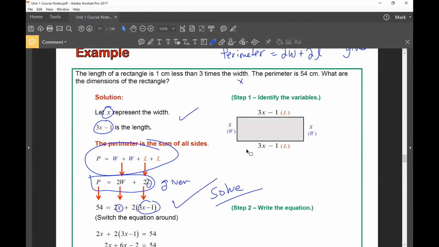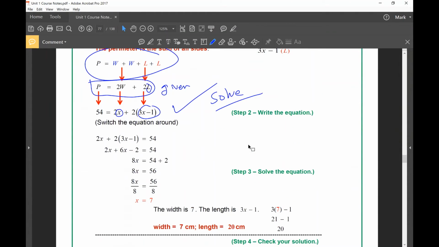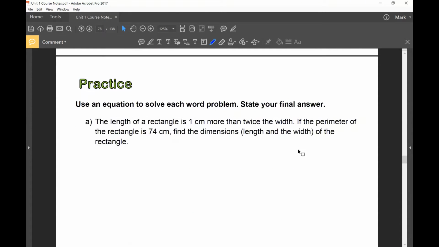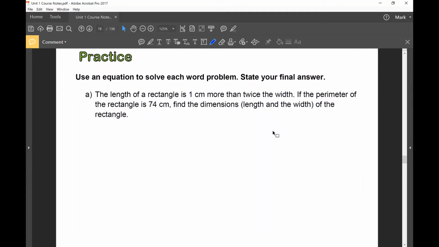It probably looks quite complicated, but it's actually not that bad. So let's do this one. Let's do one together. Let's do A together, and you'll kind of see what I mean by this once I actually practice it. Okay. The length of a rectangle is 1 centimeter more than twice the width. The perimeter of this object is 74 centimeters.